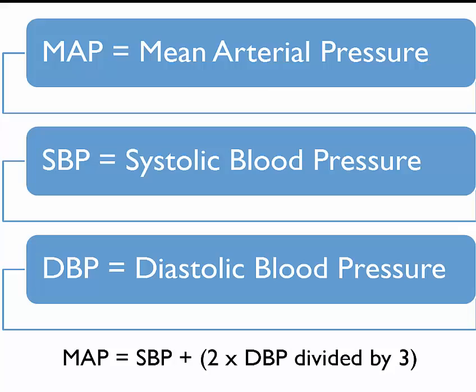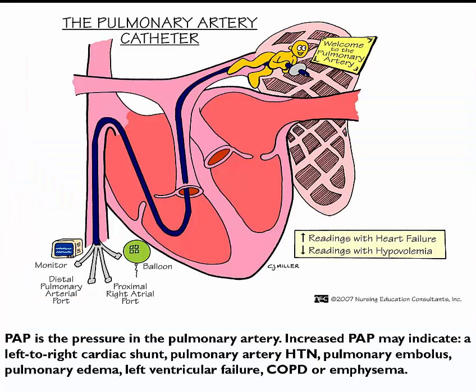In order to determine the mean arterial pressure, you take the systolic blood pressure plus 2 times the diastolic blood pressure and divide it by 3. The pulmonary artery pressure is the pressure in the pulmonary artery. Increased pulmonary artery pressure may indicate a left to right cardiac shunt, pulmonary artery hypertension, pulmonary embolus, pulmonary edema, left ventricular failure, COPD, or emphysema.